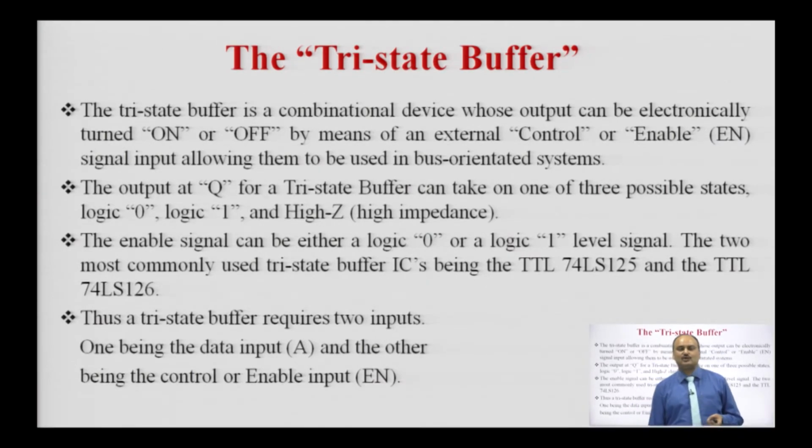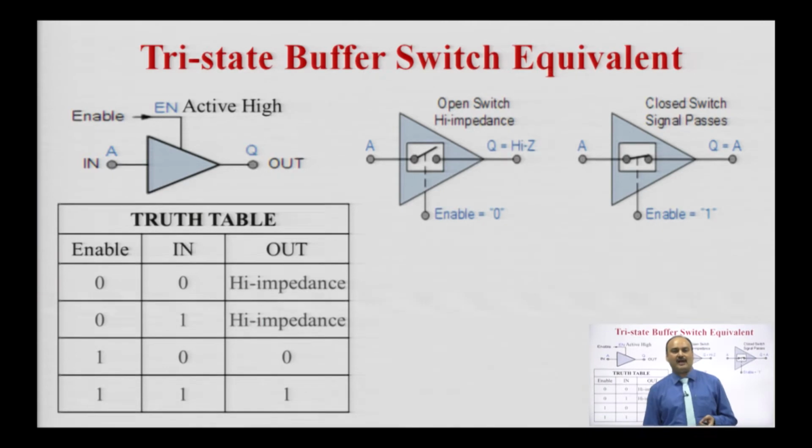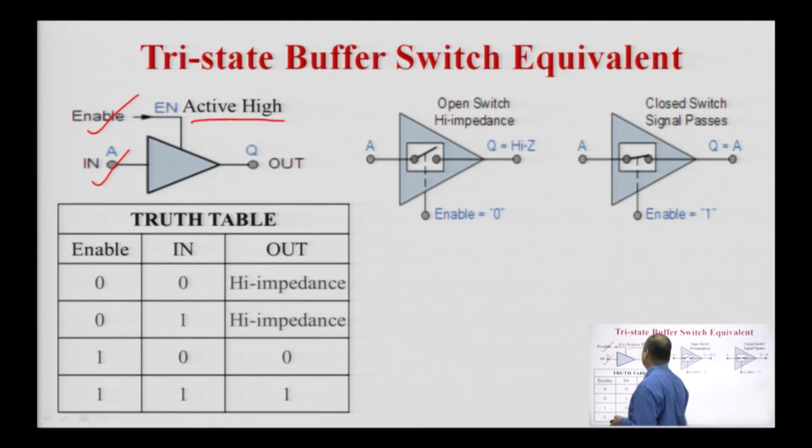The tri-state buffer requires 2 inputs, one being the data input, that is input A, and the control or enable input, that is the enable signal. So, this is the tri-state buffer and its equivalent circuit as a switch. Here we can easily observe it in this figure. This buffer has 2 inputs, the enable input and input A, and this enable input is active high. Active high means when we apply the appropriate logic on this enable input, the buffer transfers the input to the output.